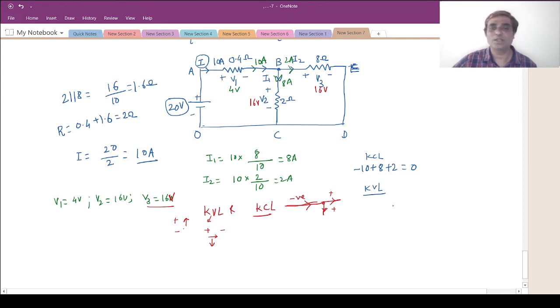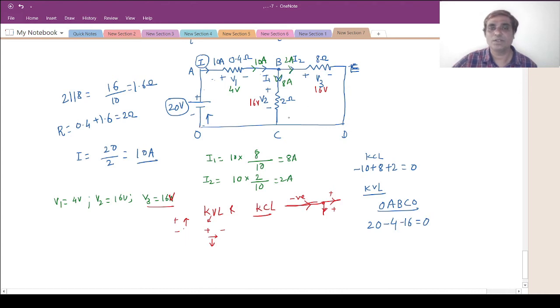Suppose I am taking the loop O, A, B, C, O. So take the algebraic sum of all the voltages. If I am starting from O to A, the voltage is a rise, so it will be 20. Now I am going from A to B. There is a drop of 4 volt, so it will be minus 4. And if I am going from B to C, again there is a drop of minus 16, and the sum will be equal to 0. So KVL is satisfied.